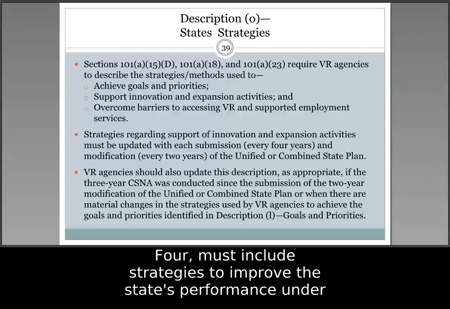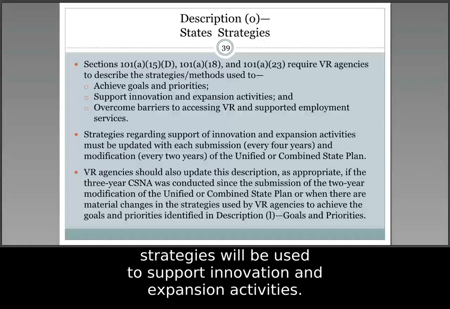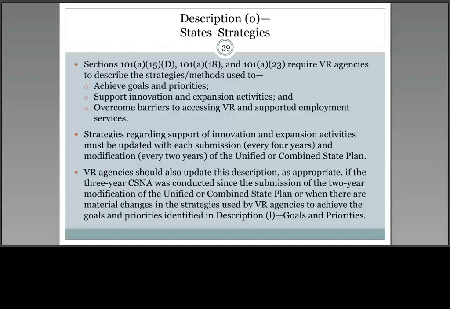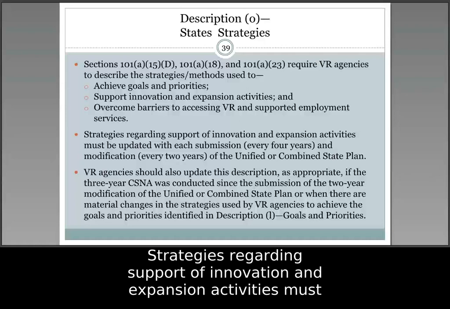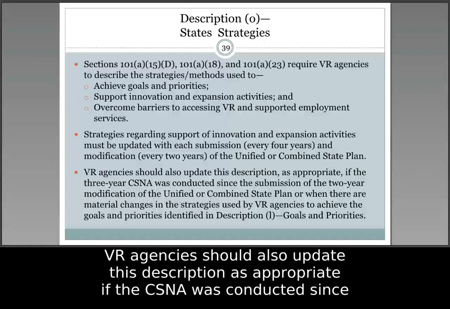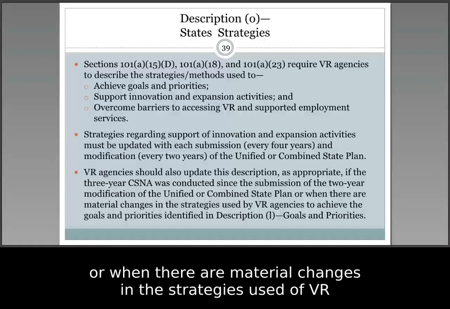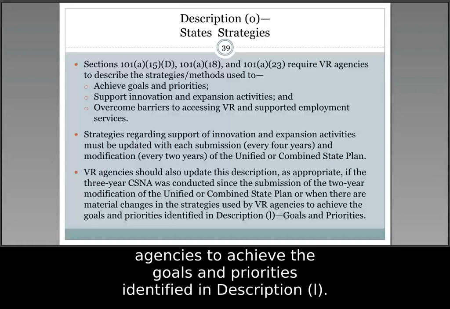4. must include strategies to improve the state's performance under Section 116 of WIOA. And 5. must describe how the VR agency's strategies will be used to support innovation and expansion activities. Strategies regarding support of innovation and expansion activities must be updated with each submission and modification of the state plan. VR agencies should also update this description as appropriate if the CSNA was conducted since the submission of the 2-year modification of the state plan, or when there are material changes in the strategies used by VR agencies to achieve the goals and priorities identified in Description L.